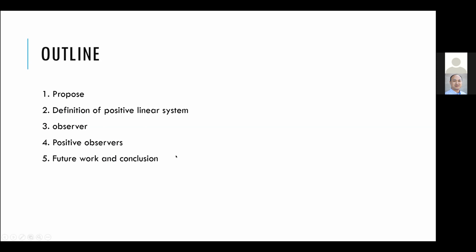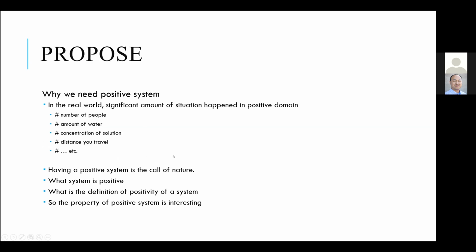Okay. The purpose. So why do we need a positive system? It's very straightforward because in the real world, basically everything is positive. The number of people, right? The population is positive all the time. The amount of water, the amount of fire, it's all positive. There's no such thing as negative three grams of water, which is impossible, right?